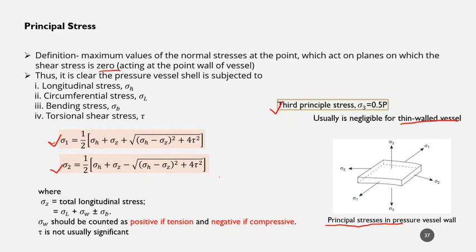Okay, sigma z is the total longitudinal stress, which includes the longitudinal stress, the direct stress, and also the bending stress. The direct stress should be counted as positive if tension and negative if compression. So the torsional stress is not usually significant related to the principal stress.